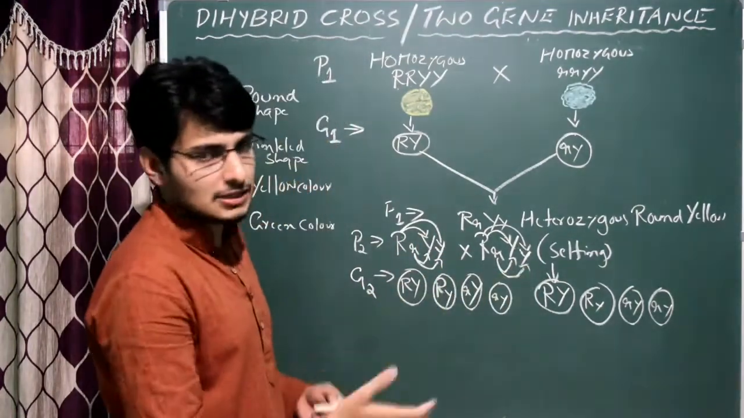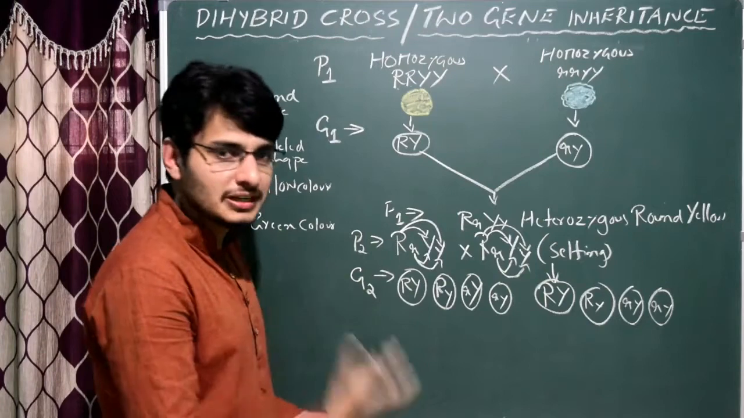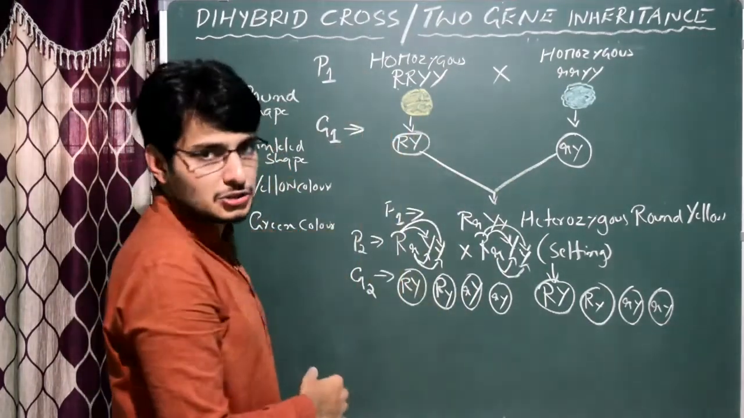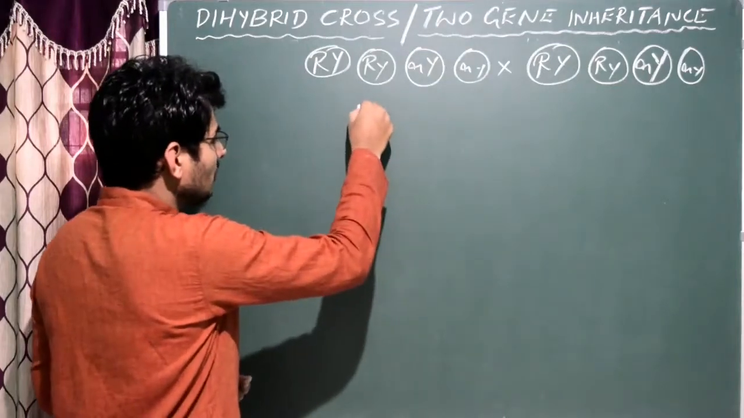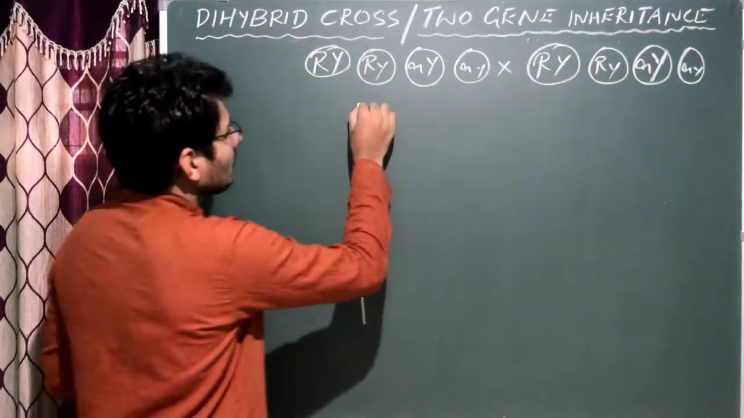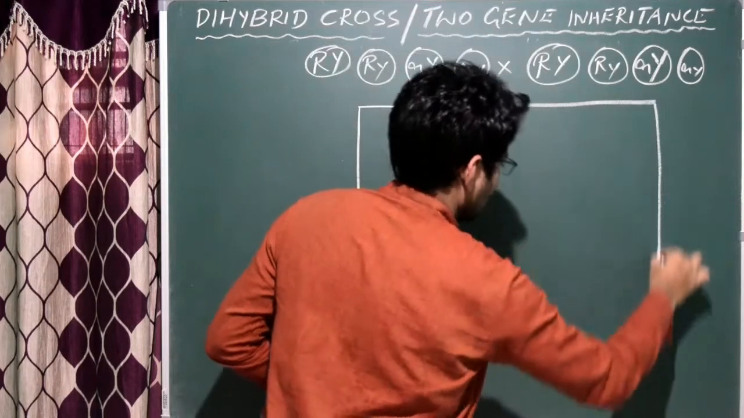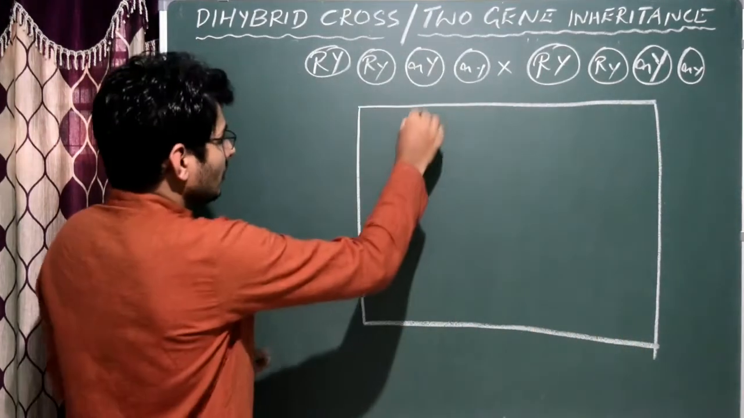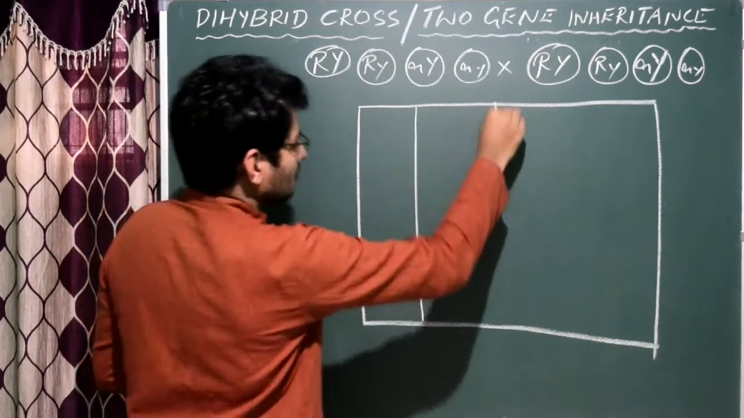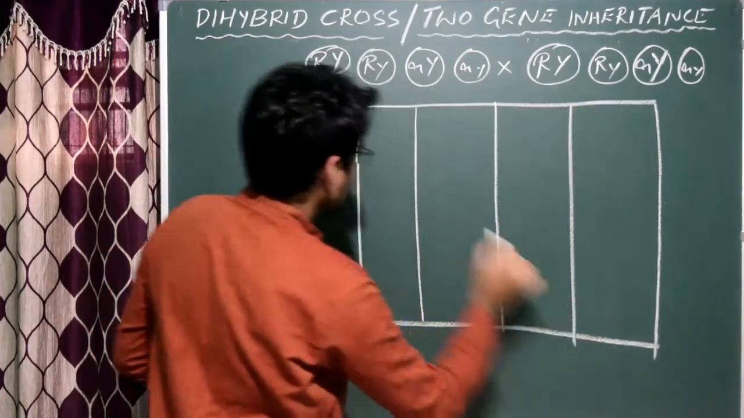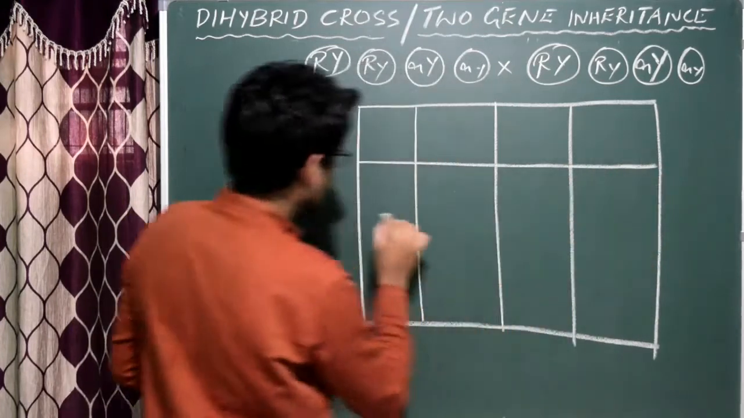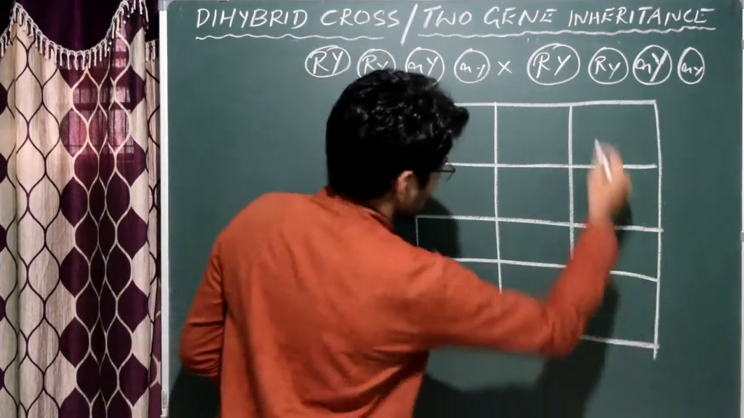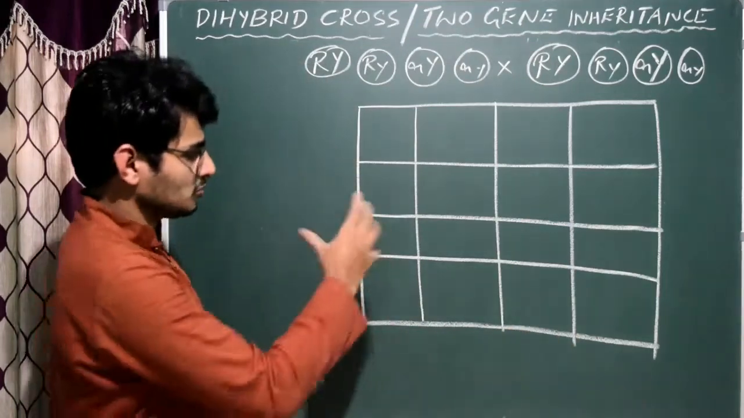Fusion. As a result, what kind of genotypes do we get? So I'm going to erase this, please copy it. I'll just draw the Punnett square. Now we are going to draw the Punnett square. We need 16 small boxes because we are going to get 16 different offsprings. So 16 small squares are there.